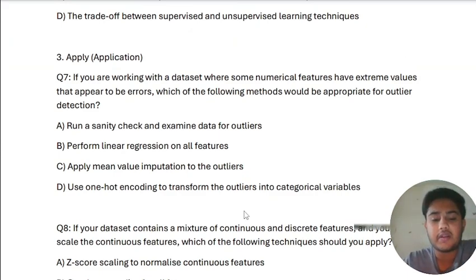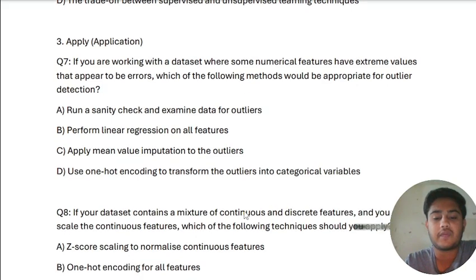The next question is, if you are working with a dataset where some numerical features have extreme values that appear to be errors, which of the following methods would be appropriate for outlier detection? The answer is option A, run a sanity check and examine data for outliers.